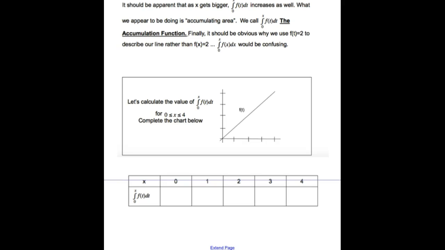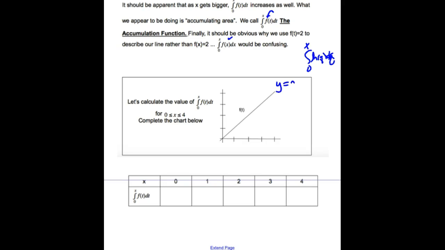You might get a little confused about why they use f of t, but it's only so that we don't have the same variable on the top as the one in our function, because that can be confusing. So don't let the variables bother you. It could be from 0 to x, h of q, dq, and we would just move along the q-axis and accumulate area.